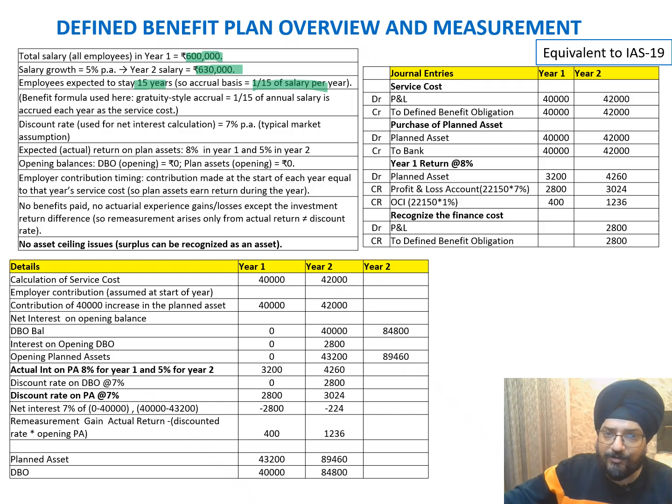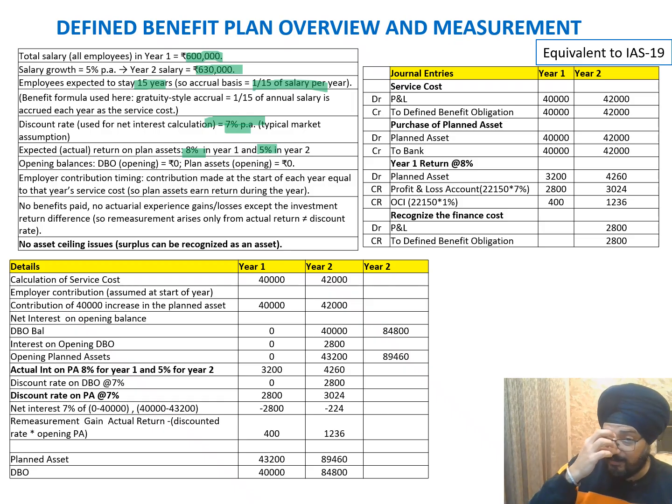there is an actuarial valuation that my contribution in the first year would be 40,000 rupees, which is nothing but 6 lakh divided by 15. That's an actuarial estimation of the defined benefit obligation. The discounting rate is 7%, a typical market assumption. For the expected actual return on the plan assets, we are taking two scenarios: in the first year we are saying 8%, and in the second year we are saying 5%. So this is a typical example.